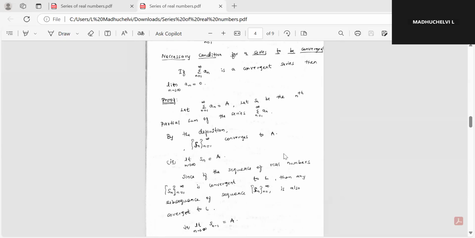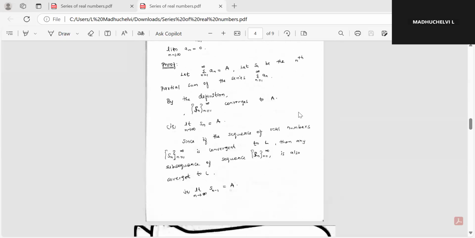Since if the sequence of real numbers Sn, n equal to 1 to infinity, is convergent to L, then any subsequence of the sequence Sn is also convergent to L. That is, limit n tends to infinity Sn minus 1 also equal to A. So, limit n tends to infinity Sn minus Sn minus 1 equal to A minus A, that is equal to 0.